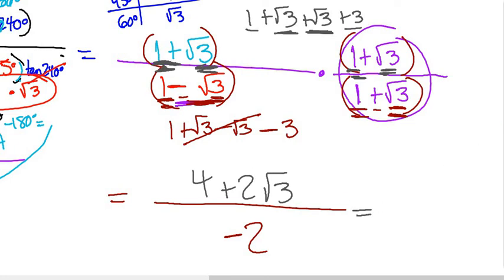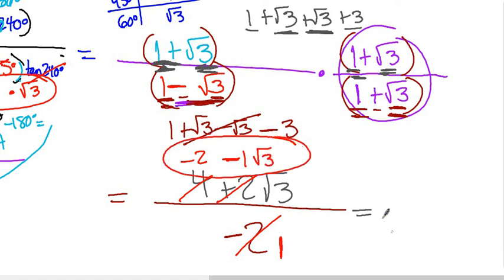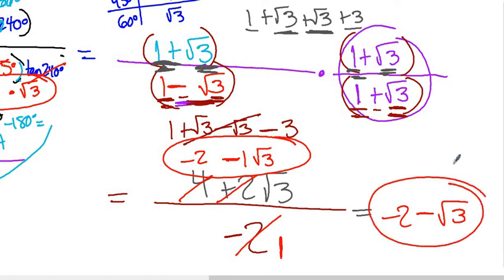Then all we need to do to simplify this at the very end is everything here can be divided by 2, or by negative 2 really. So that divided by negative 2 is 1. That divided by negative 2 is negative 2. That, 2 divided by negative 2, is negative 1. And that radical 3 stays along for the ride. So our final answer is negative 2 minus, and we don't really need to write the 1 there, minus radical 3.